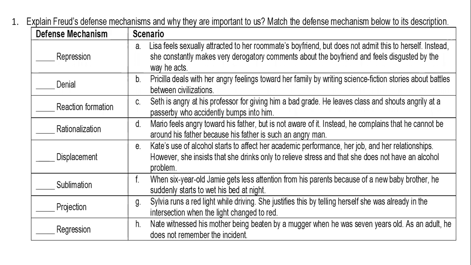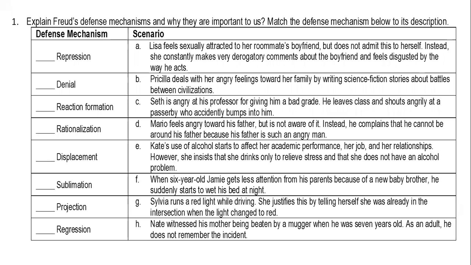G. Sylvia runs a red light while driving. She justifies this by telling herself she was already in the intersection when the light changed to red. She is rationalizing her behavior, correct. So she was already in the intersection, she might as well just go through. She's justifying her bad behavior.